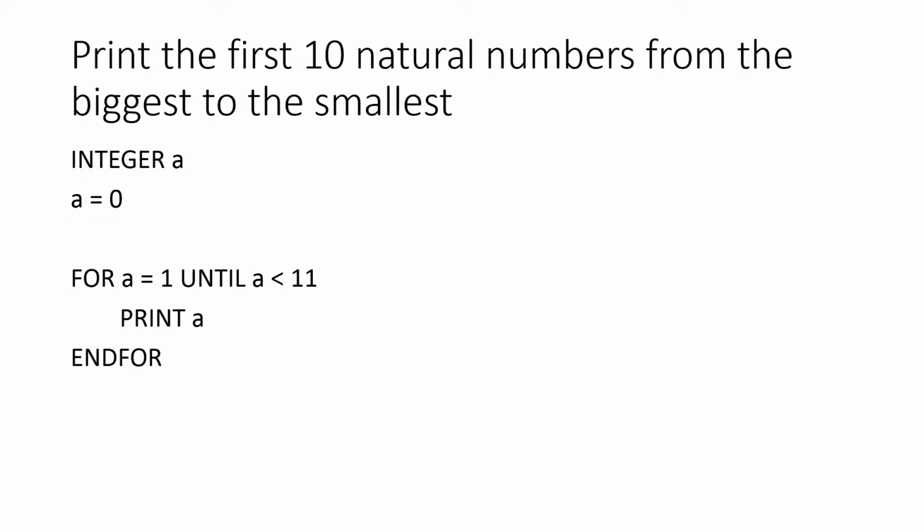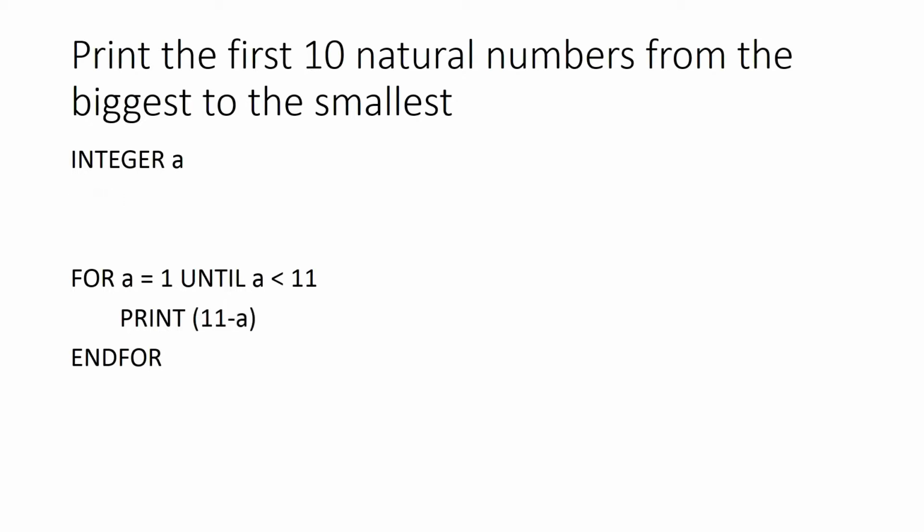Okay, fair enough, but we don't actually need to set the variable to 0 in the second line, right? Also there is a problem here because the for loops just grow the variable. So a is equal to 1 until a is smaller than 11. We cannot use the for loop to go from 11 to 1. Okay, so we have to actually change the logic of this algorithm.